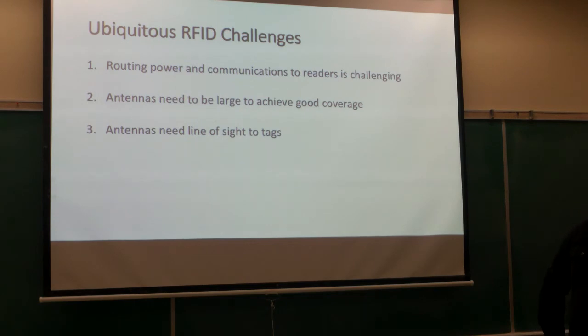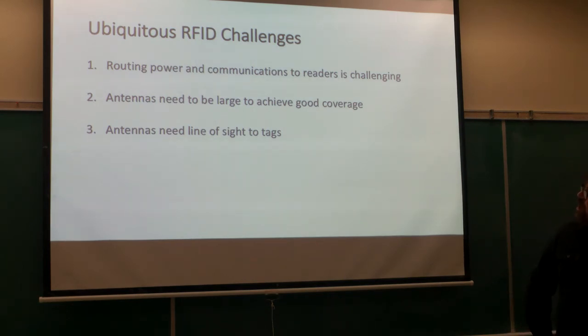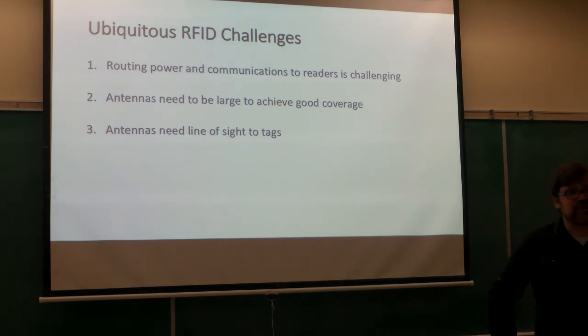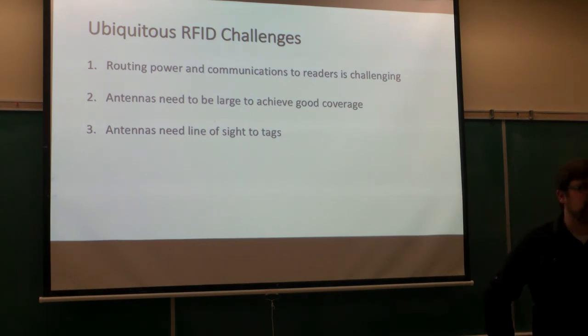The first is that routing power and communications to readers is challenging. The readers consume a pretty significant amount of power, usually a few watts. The tags consume almost nothing, but if you want to instrument an entire building, you have to deploy a bunch of these readers. The second is that the signal the tags send back to the readers is very, very weak. That means you need large antennas with a lot of gain so that you can decode what the tag is sending you. And the third is that the antennas need line-of-sight coverage to the tag. Because the signals are weak, if you have a physical barrier between the antenna and the tag, that's usually enough that the tag won't even get a message from the reader.